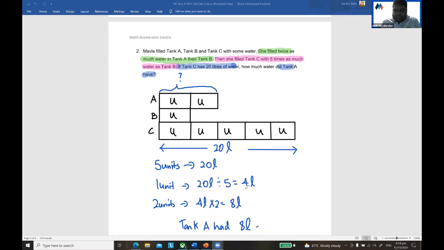Okay, so for those of you who give 4 liters as the answer, right? Make sure you read the question carefully. They're asking for tank A, not tank B. Okay, so I must take 4 times 2. It's pretty easy. Okay, so if you're done, let's go to question number 3.